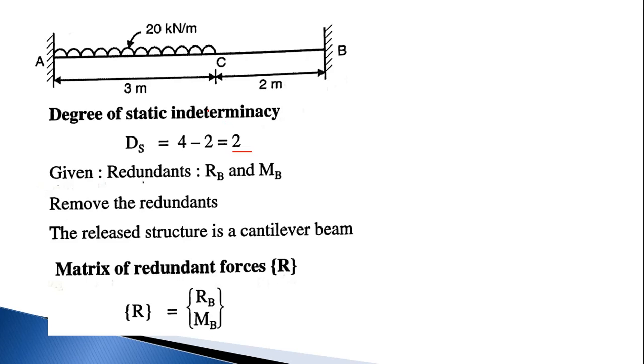Now I want to assume the redundant forces. In this case we assume the redundant forces are RB and MB, the moment at B. Remove these two redundants, the vertical force and moment, and the structure becomes a cantilever structure, and the cantilever structure is a determinate structure. So the redundant forces are RB and MB. Form a matrix of redundant forces, that is the R matrix. The R matrix is nothing but RB and MB. This is the redundant matrix.